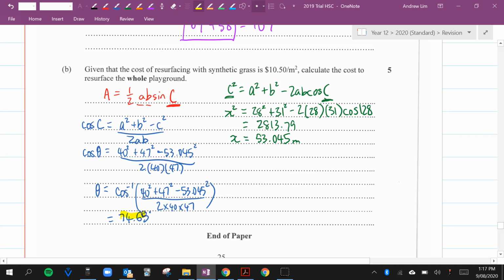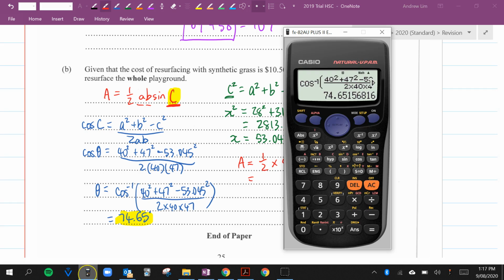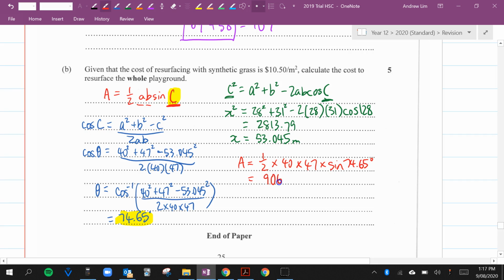And now we can use this over here, because we know the area is half ab sine C. So the area of the huge triangle is half times 40 times 47 times sine of 74.65 degrees, which is 906.47 square meters. If we've gotten up to here, that should be 4 out of 5 marks.